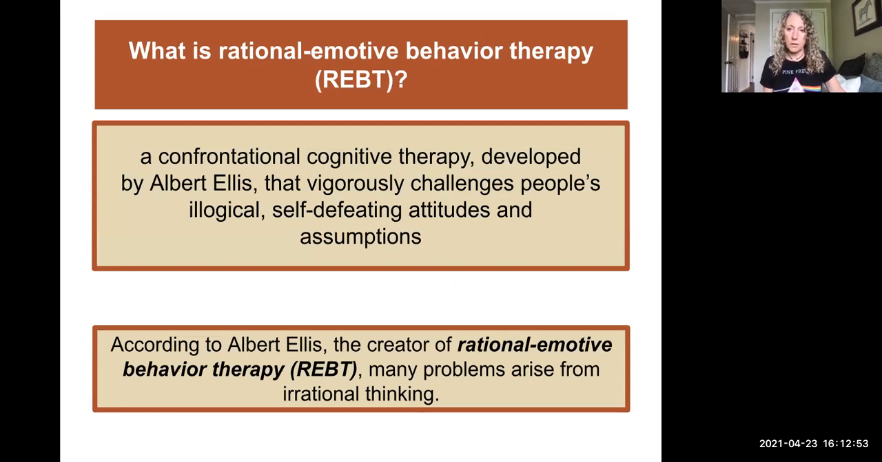The first type of cognitive therapy is called rational emotive behavioral therapy. Albert Ellis created this. It's called REBT. And this particular approach was very confrontational. He would vigorously challenge people's illogical, self-defeating attitudes and assumptions. So if you said something like, I'm a failure, he would be very confrontational: how are you a failure? Give me evidence. Is this a rational thought?